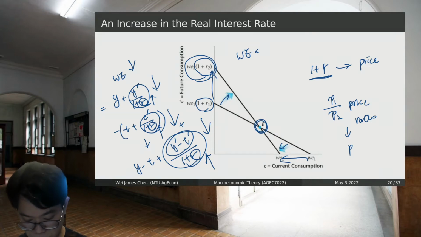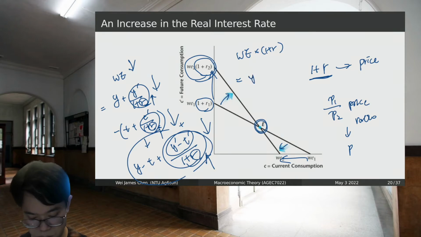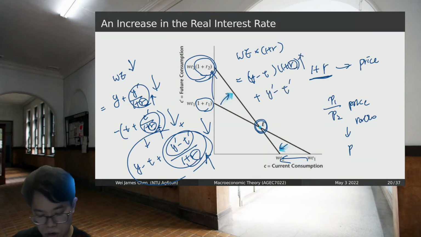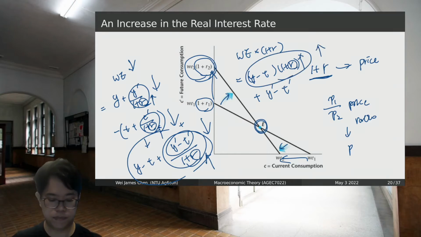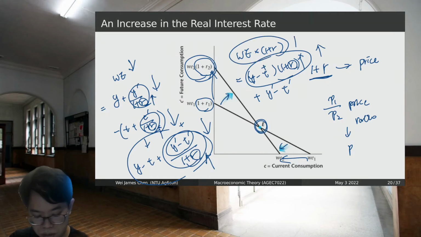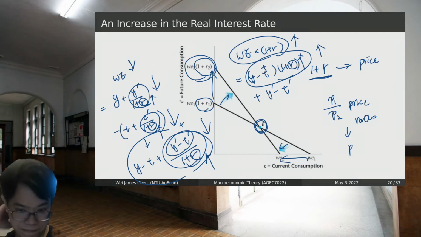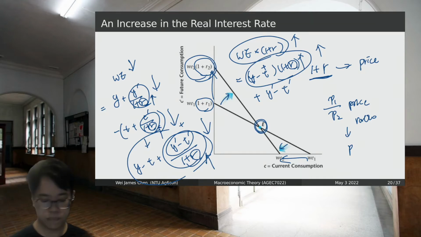times 1 plus r is basically this, 1 minus t times 1 plus r plus y prime minus t prime, right? And as r goes up, this whole thing goes up because this is positive. In other words, these things must go up, right? Okay.